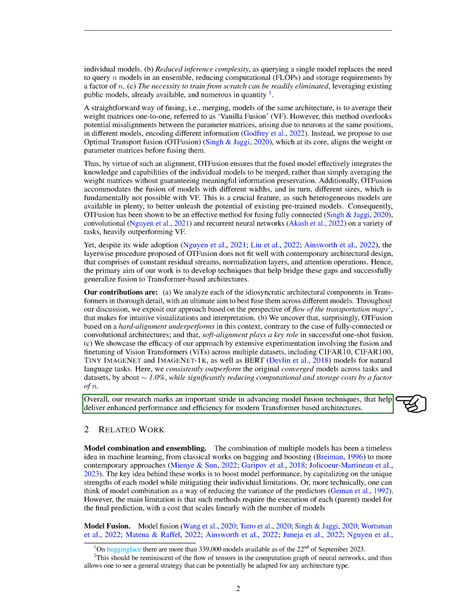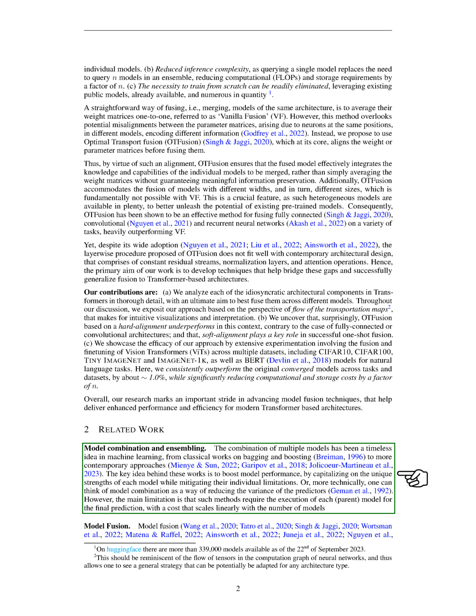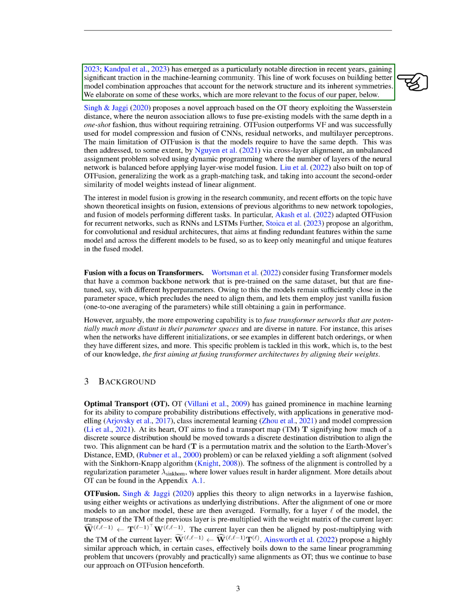modern transformer-based architectures. The idea of combining multiple models has been a long-standing concept in machine learning, with the aim of boosting model performance by capitalizing on the unique strengths of each model while mitigating their individual limitations. In recent years, model fusion has gained significant traction in the machine learning community. This approach focuses on building better model combination methods that account for the network structure and its inherent symmetries.